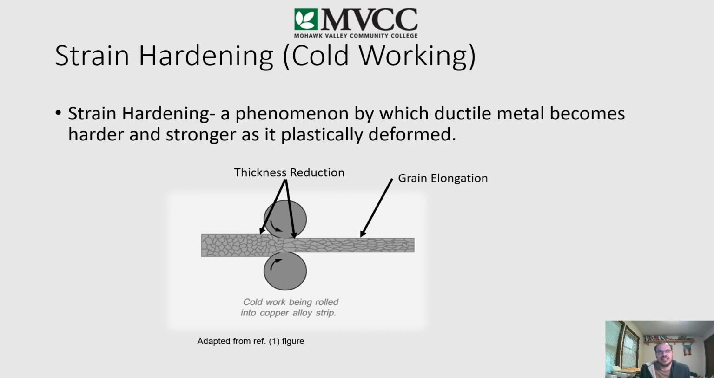So strain hardening is a phenomenon by which ductile metals become harder and stronger as they plastically deform. So it's getting stretched out, and this is another example here. And if you notice, there's no regrowth of those grains, so you end up getting that elongation of a grain.